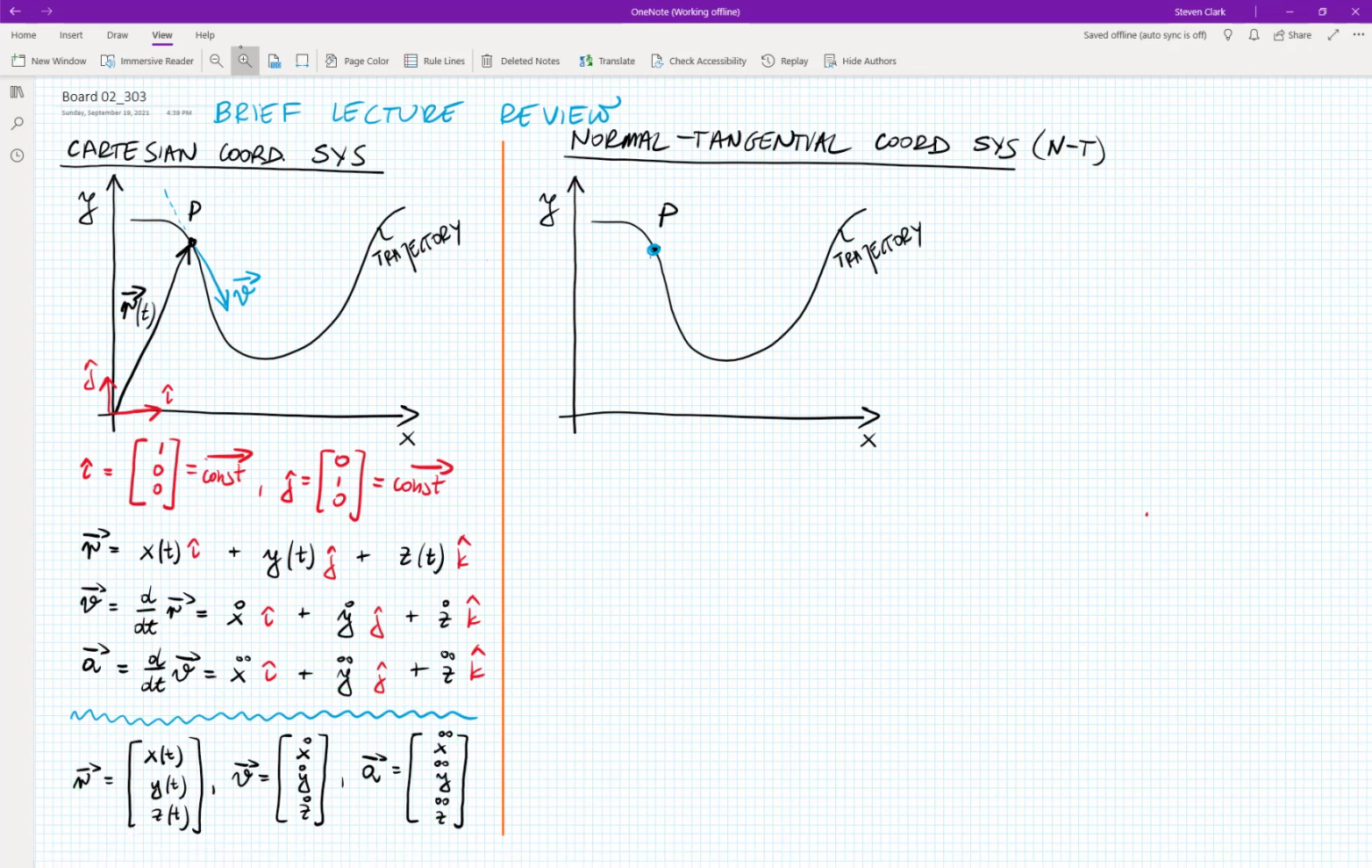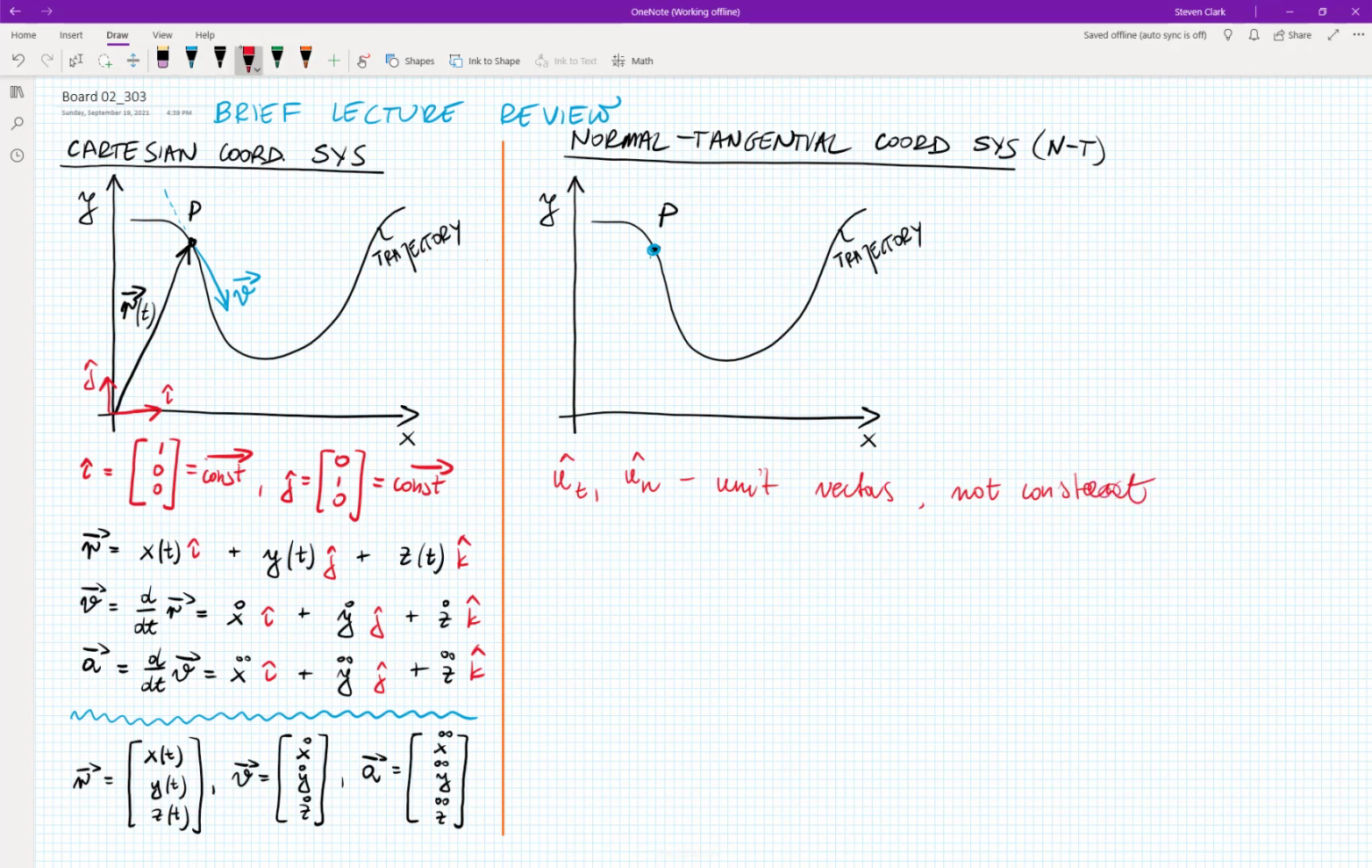Yeah, so that was 1 or 2 minutes on Cartesian coordinate system, and now let's focus on normal tangential coordinate system. So, to describe the motion in that coordinate system, we use two new unit vectors called ut and un. They are unit vectors, but they are not constant. They are no longer constant. Not constant, sorry.